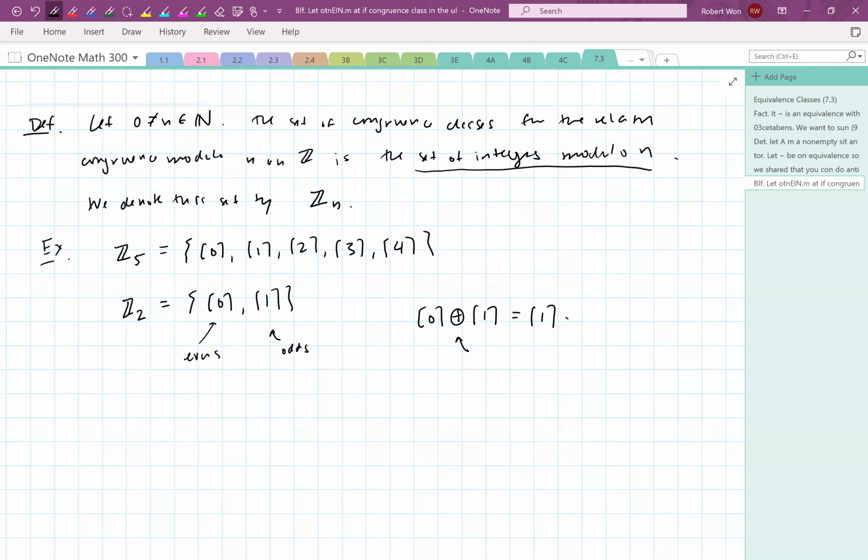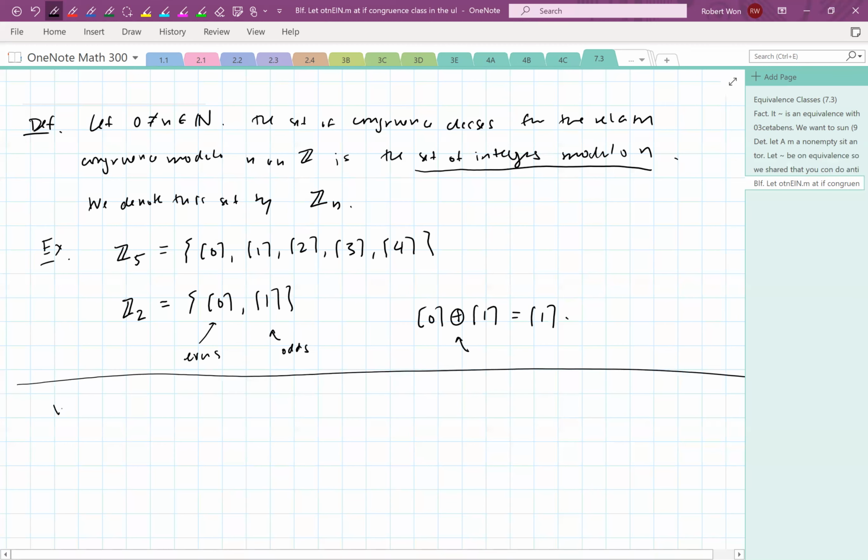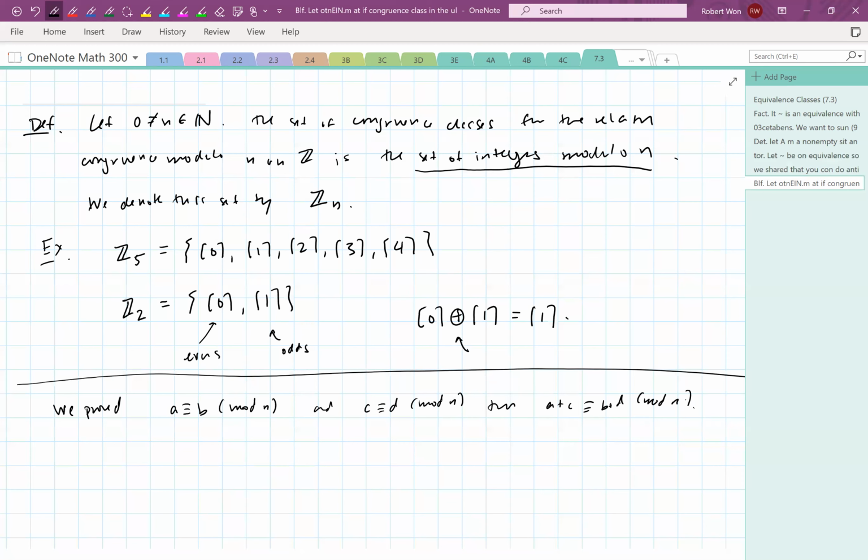One thing we proved earlier is that if A is congruent to B mod n and C is congruent to D mod n, then A plus C is congruent to B plus D mod n. This is a thing that we proved a long time ago. And what did it really say? It said that if you're going to add A and C, and you only care about the result mod n, you could replace A and C with anything that they're congruent to modulo n, and it doesn't change your answer.